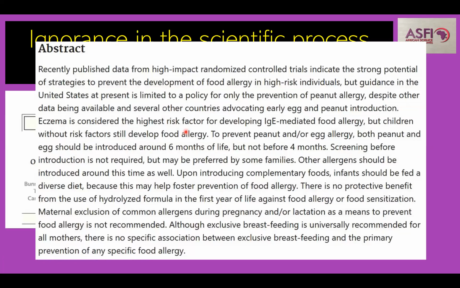Once the studies were published, a statement was released. Look at this. This was based on a consortium of international experts from different parts of the world. So to prevent peanut or egg allergy, for instance, both peanut and egg should be introduced around 6 months of life, but not before 4 months; before, it was 6 months. Screening before introduction is not required, but may be preferred by some families. Other allergens should be introduced around this time as well. Upon introducing complementary foods, infants should be fed a diverse diet. You can see this, because this may help foster prevention of food allergy. All right, this was astonishing. It's a change of direction from where we were before.